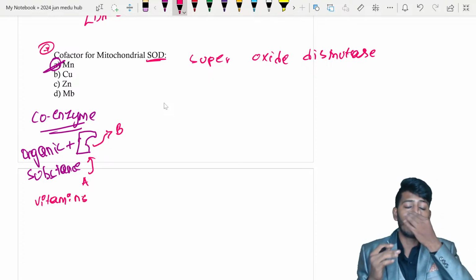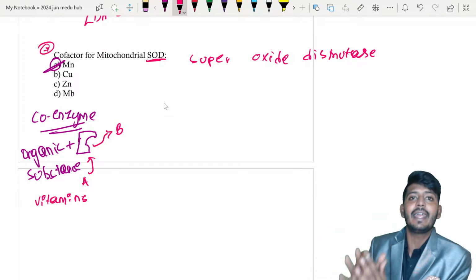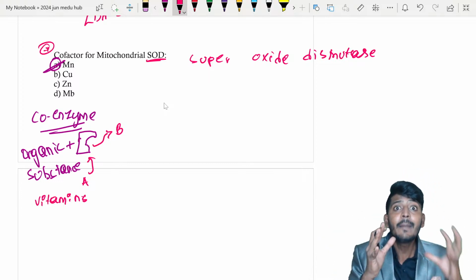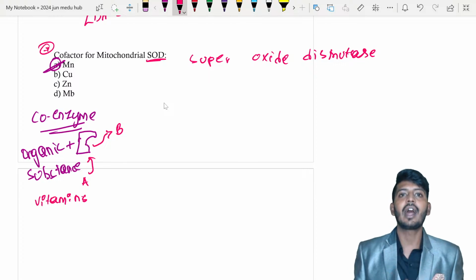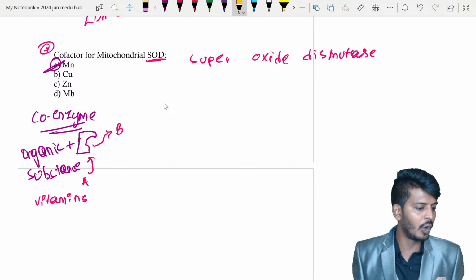Okay, this is what we call a coenzyme. Meaning the main enzyme is a separate entity. Main enzyme is a separate entity. To help the main enzyme, an organic substance comes, and we call it, for example, a vitamin. They are called coenzymes, sir.